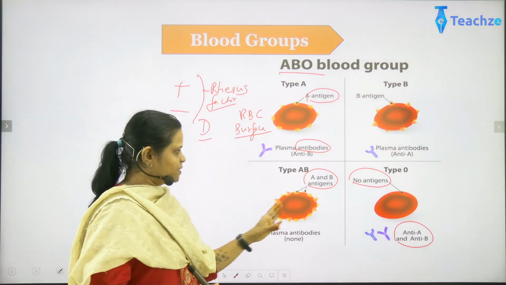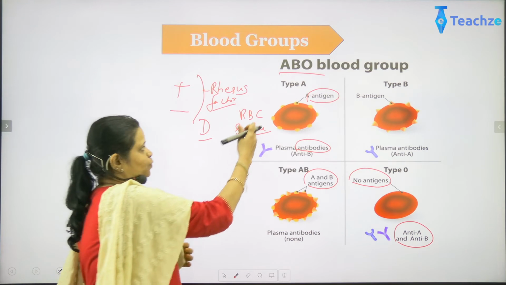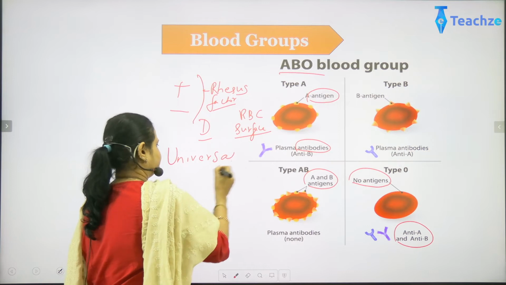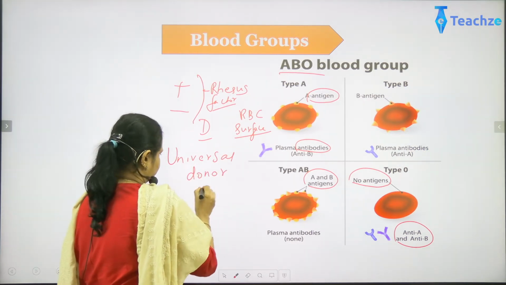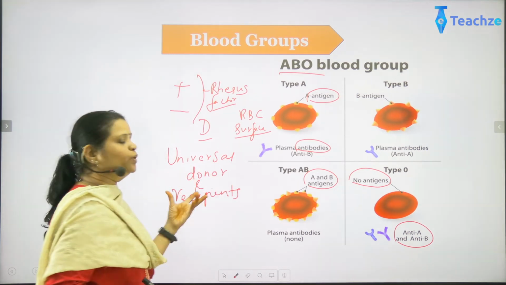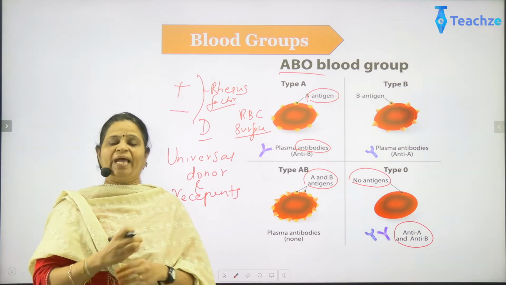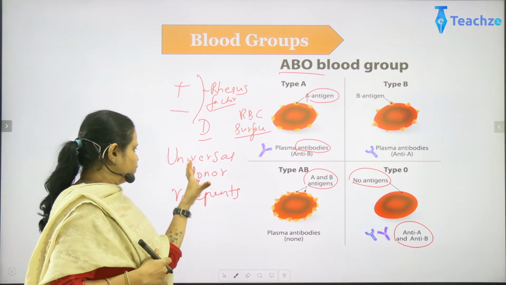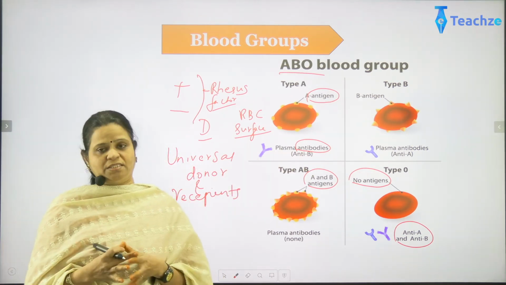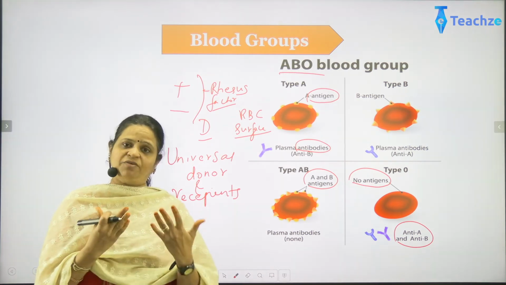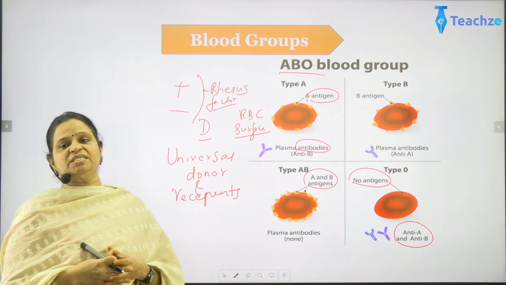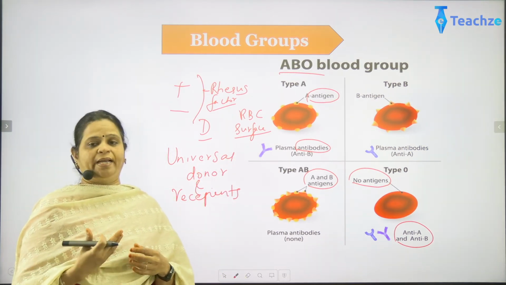Now coming to that understanding, let's look at what the universal donors and universal recipients are. So what is meant by a donor and what is meant by a recipient? A donor is a blood group which can give blood to any kind of blood group. The universal donor is type O because it has no antigens at all. It is free to give blood to any kind of blood group. So type O we call a universal donor because it can donate blood to any kind of patient.